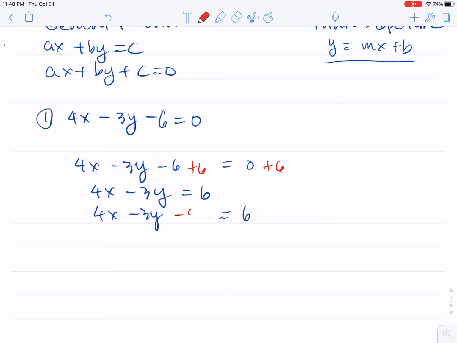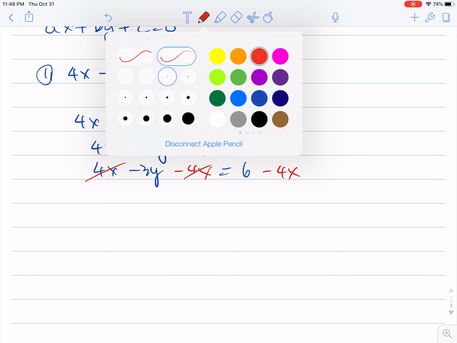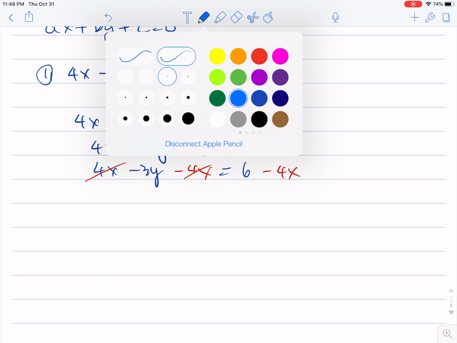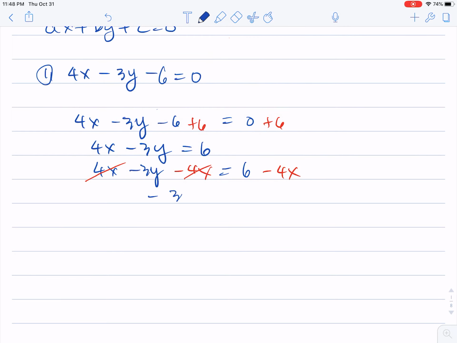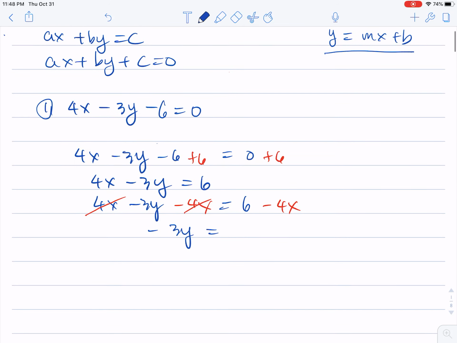Magma-minus ka ng 4x, syempre, di ba? So, minus 4x also. So, pag na-minus ka ng 4x sa kaliwa, syempre, equation yan, magma-minus ka rin ng 4x sa kanan. So, mangyayari, mawawala na to kasi nag-minus ka na. So, matitira na lang is negative 3y. Negative 3y equals, now, instead of 6 minus 4x, gusto ko siyang gawin parang mx plus b.